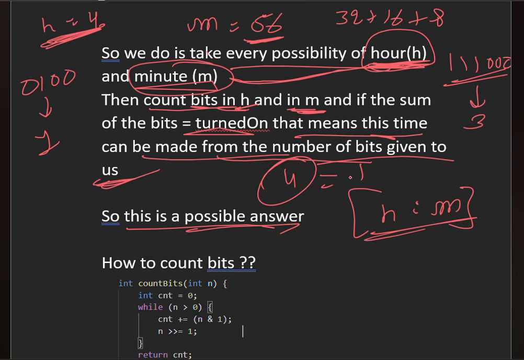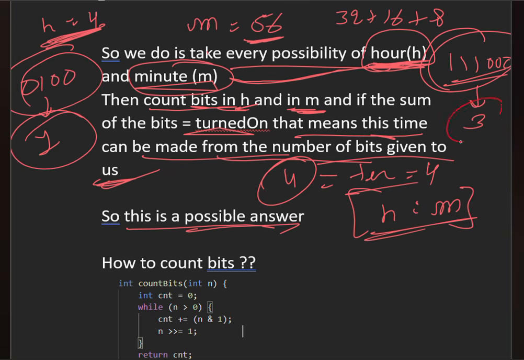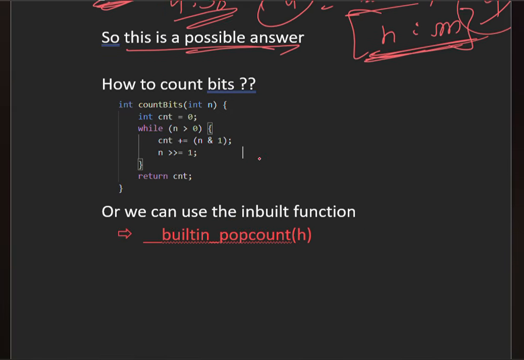And suppose turned on is also 4. So this time can be made with 4 bits, meaning if turned on is equal to 4, then that can be a possible answer, right? So what we do is we will be storing 4:56 as one of the answers, right? So the next thing is how to count the number of bits in this hours and time.